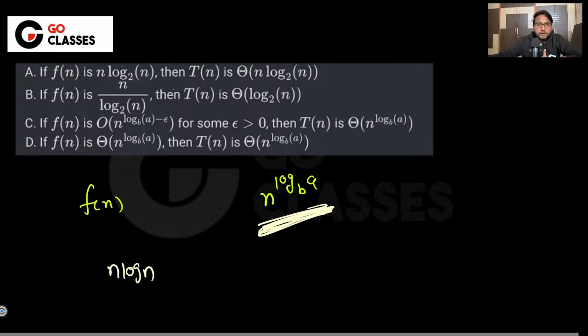So A is a wrong answer. A is wrong because it will depend on the value of a and b. Now, can you tell me, is B correct or is B also wrong? So A is wrong. What about B? Let's just talk about B.